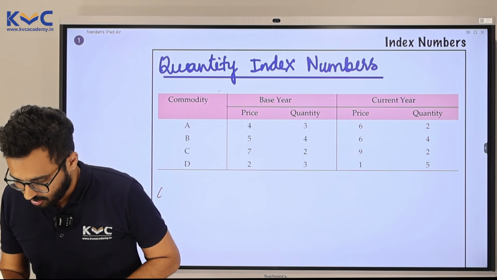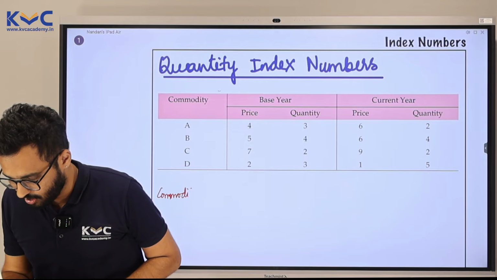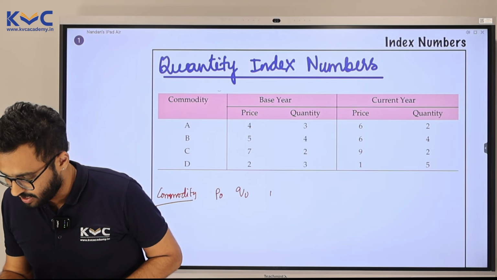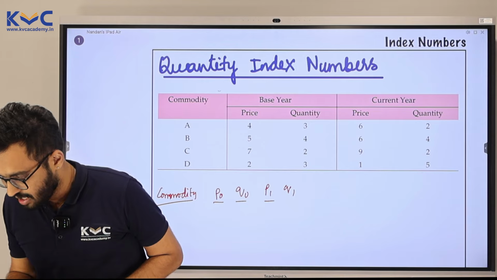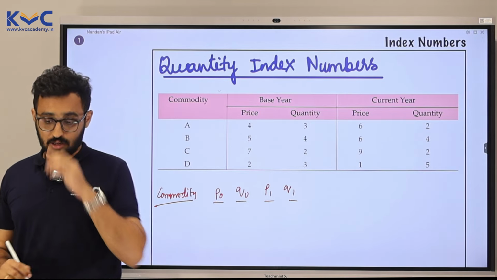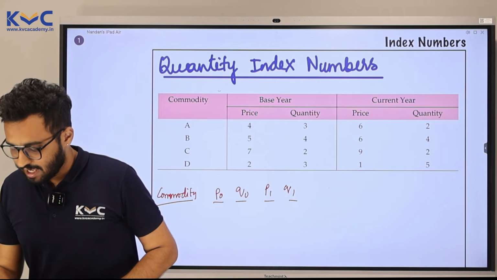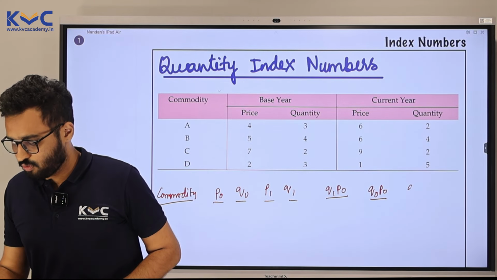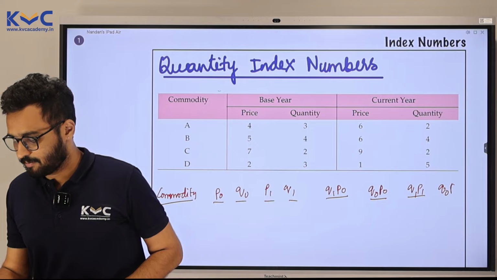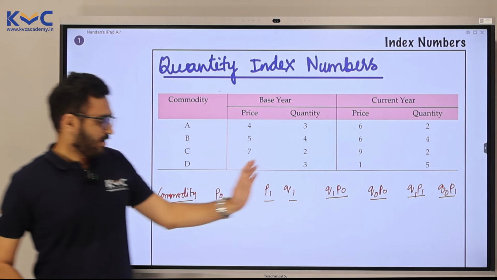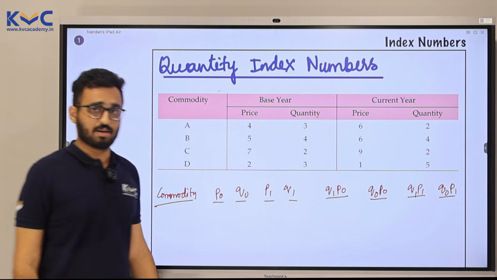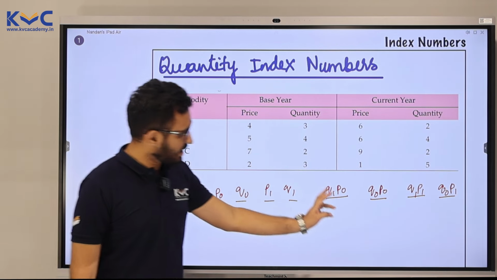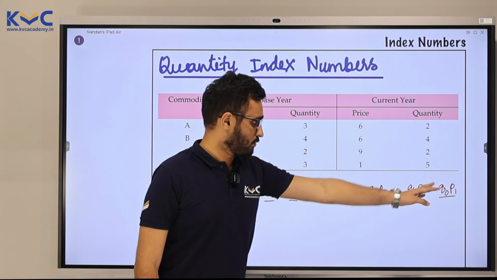Okay, so now commodity is there, base year price, so P0 and Q0 is there, current year price and quantity is there, right? Now what we are supposed to calculate is quantity index number. That means I will be looking at Q1 P0, Q0 P0, Q1 P1, Q0 P1. Are you understanding? Nothing is changing. Mathematical calculation will remain the same, but the focus is on quantity. We are calculating quantity index number. So I'll need Q1, Q0, then again Q1, Q0.